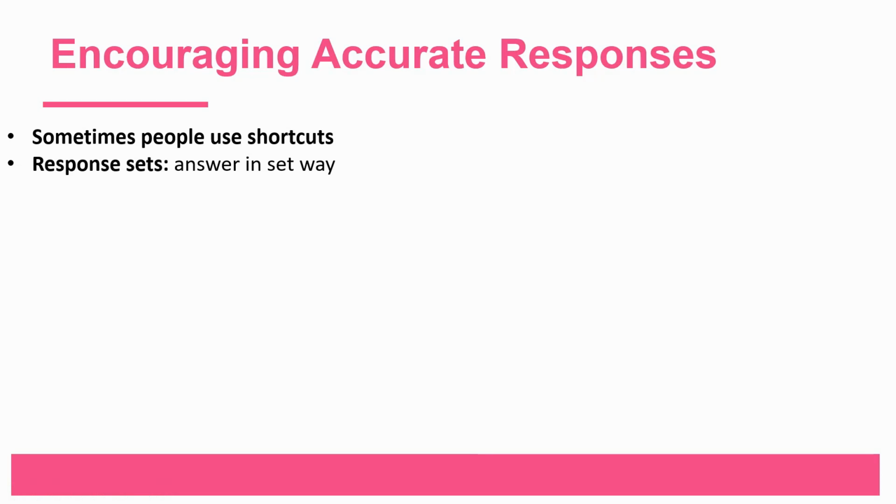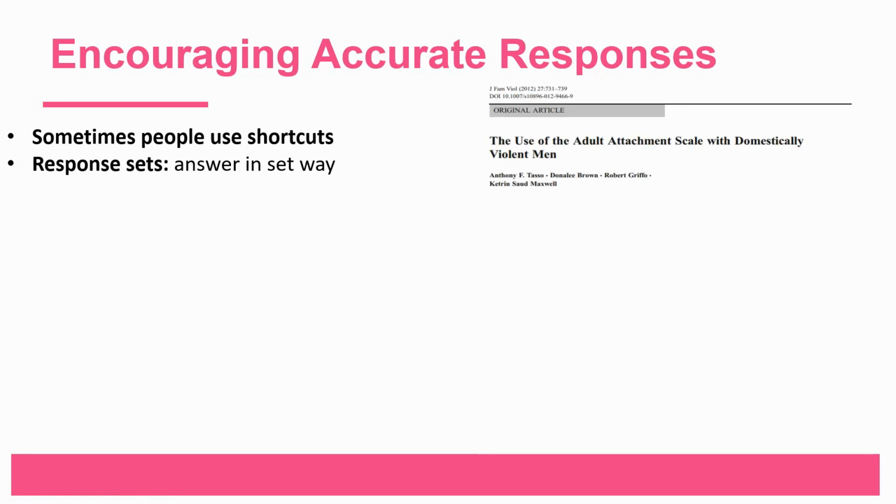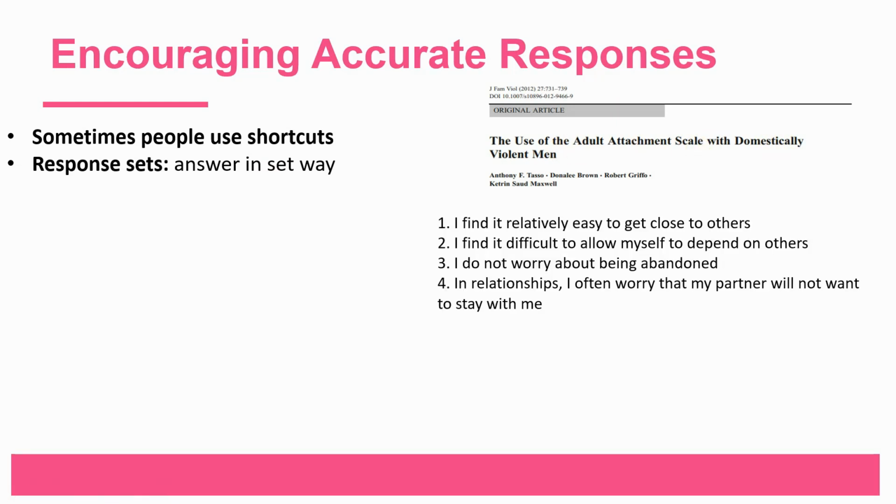Now, for examples, we're going to be using questions that come from a publication that came out in 2012. And in this publication, they use an adult attachment scale. Within this publication, they were using it on a specific population of men that had engaged in domestic violence, but we're really most concerned with the scale for these questions. So the scale includes multiple questions. I've only given you a sample of 4 of them here.